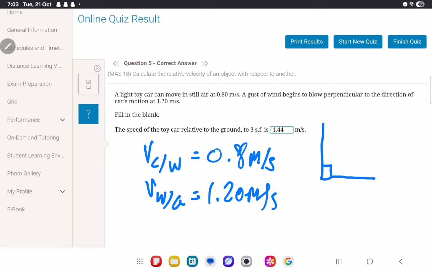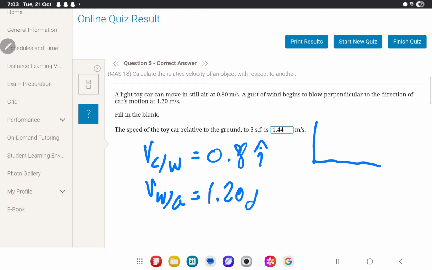This forms a right triangle because they're perpendicular to each other. Okay, that means it's like this. This is the velocity. So what do you do? You apply the magnitude, right? This is going in, let's say this is I, because this is going in a certain direction, like this, for example. And let's say the wind is J, right?